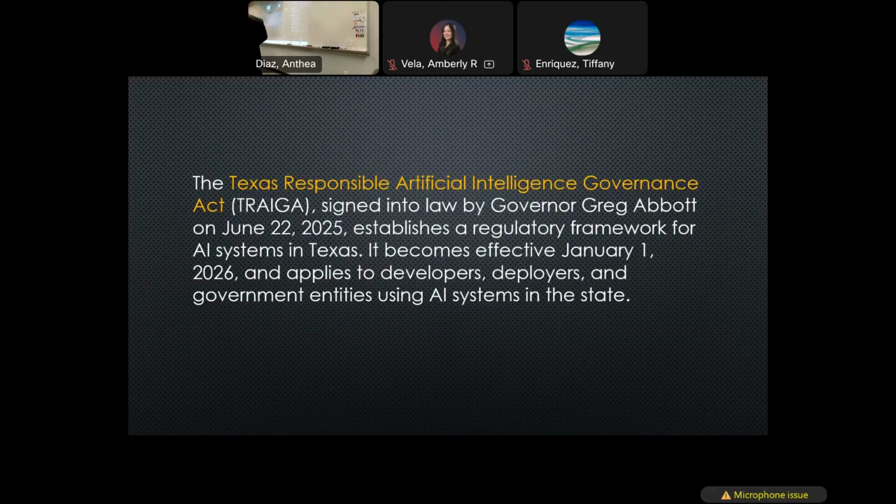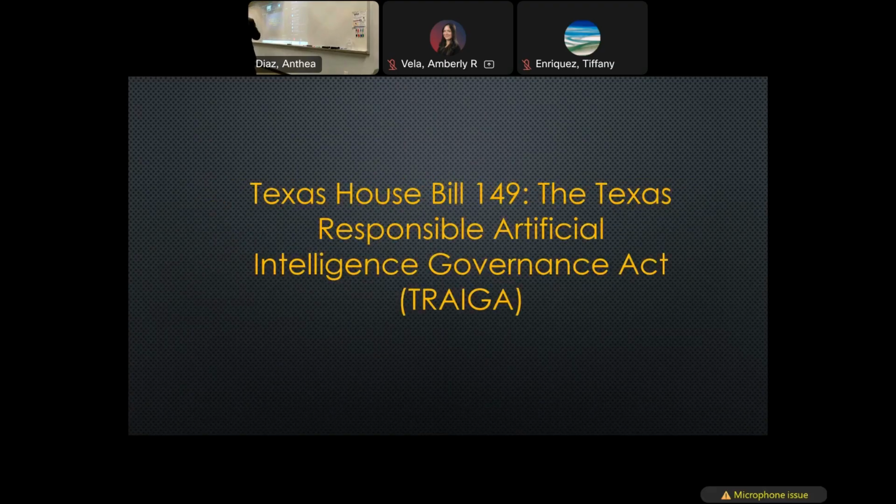So the Texas Responsible Artificial... Did I press the button? Oh, there it is, okay. The Texas Responsible Artificial Intelligence Governance Act.